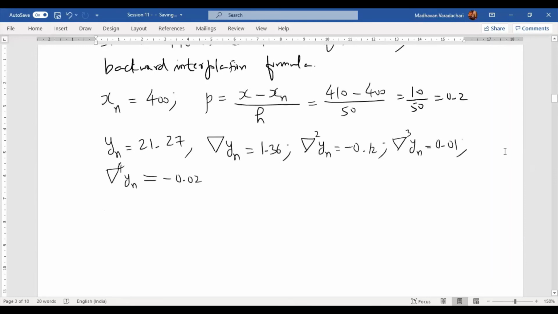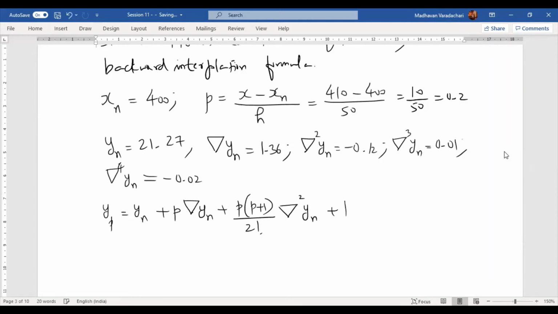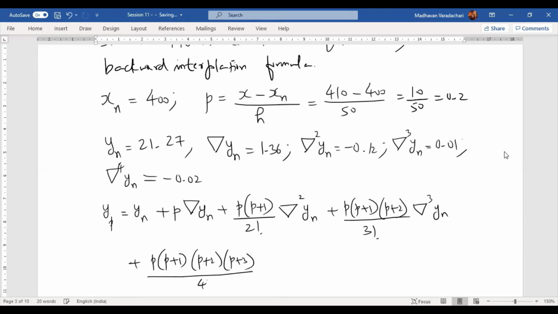So we have yp is yn plus p times nabla yn, plus p into (p plus 1) by 2 factorial nabla square yn, plus p into (p plus 1) into (p plus 2) divided by 3 factorial nabla cube yn, plus p (p plus 1)(p plus 2)(p plus 3) by 4 factorial nabla power 4 yn.